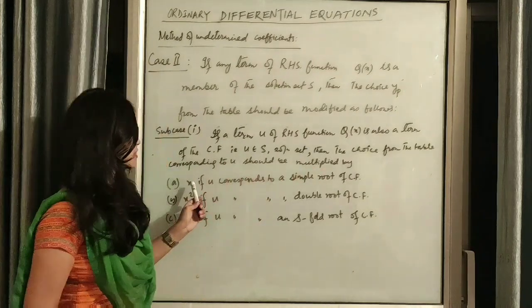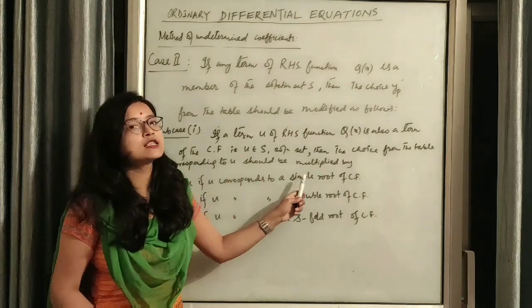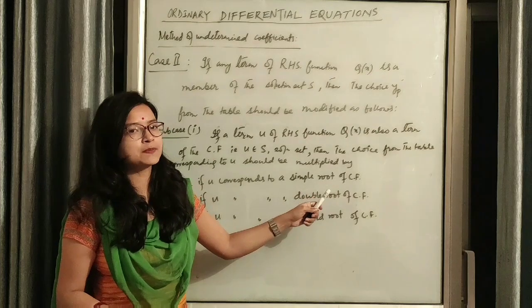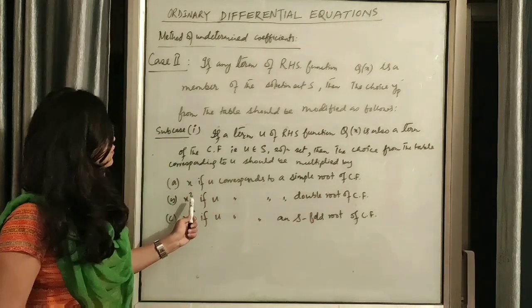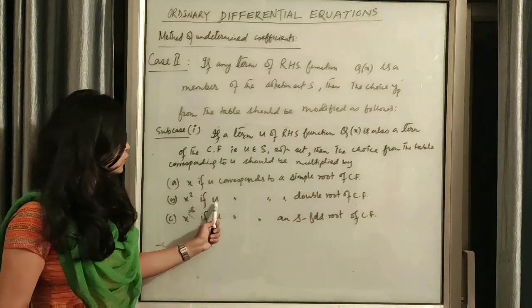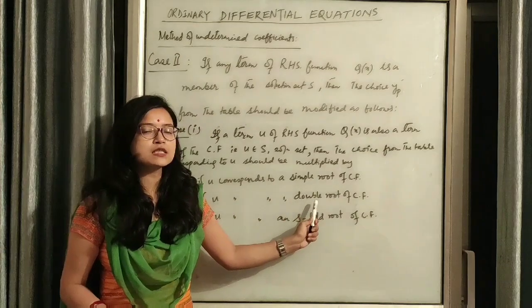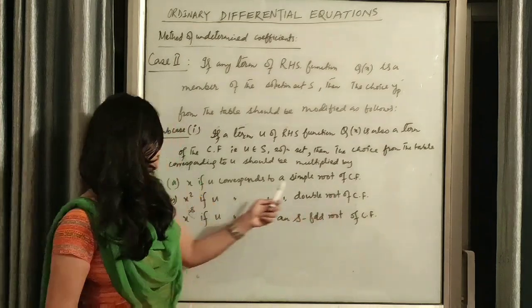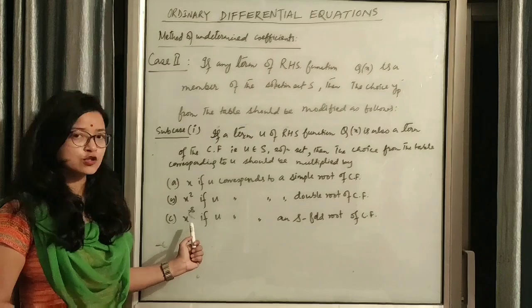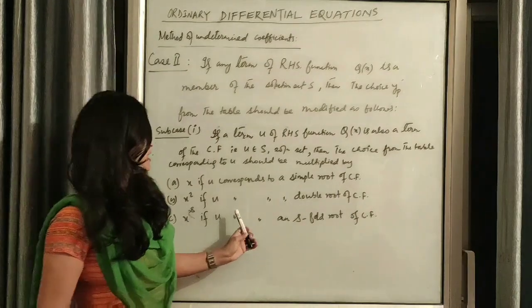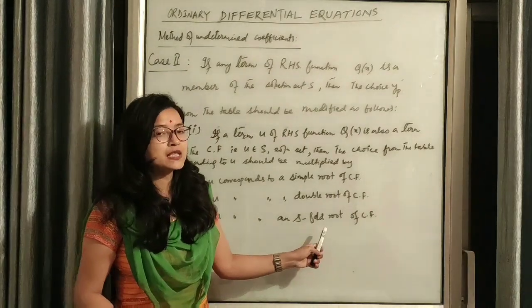If u corresponds to a simple root, meaning root of multiplicity 1. And we will multiply by x squared if that u corresponds to a double root, meaning root of multiplicity 2. And we will multiply by x to the power s if u corresponds to an s-fold root, meaning root of multiplicity s.